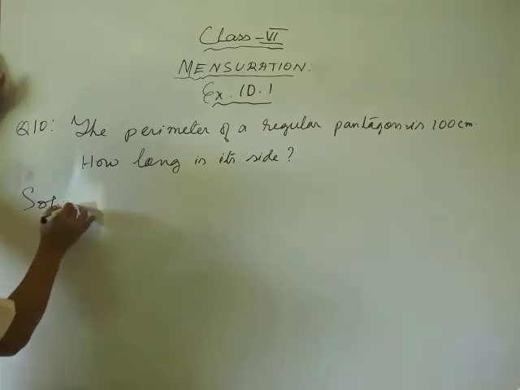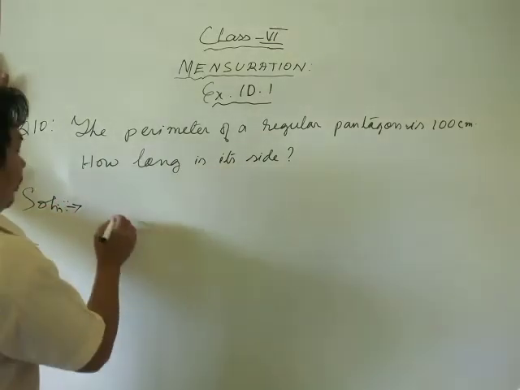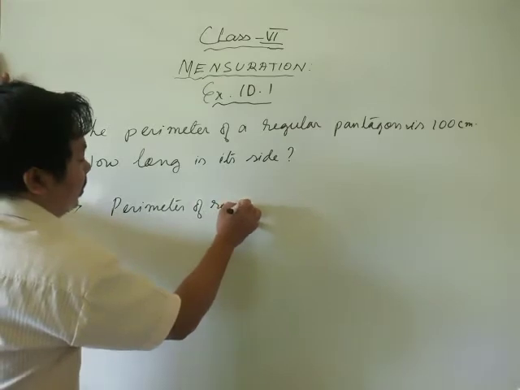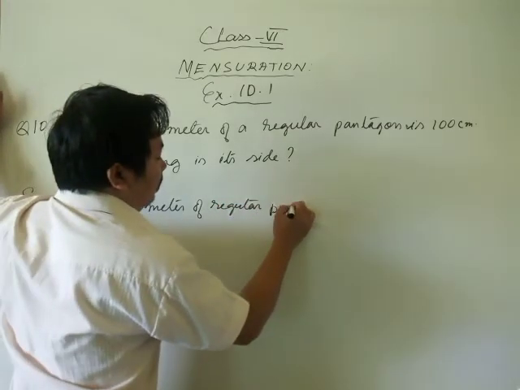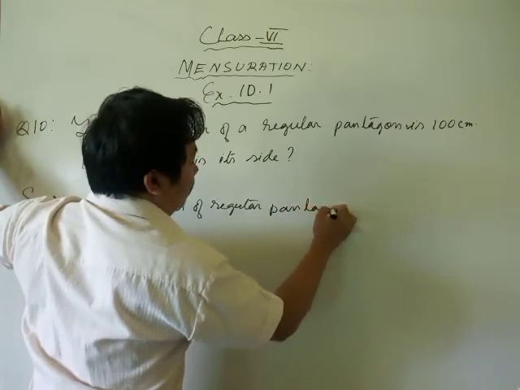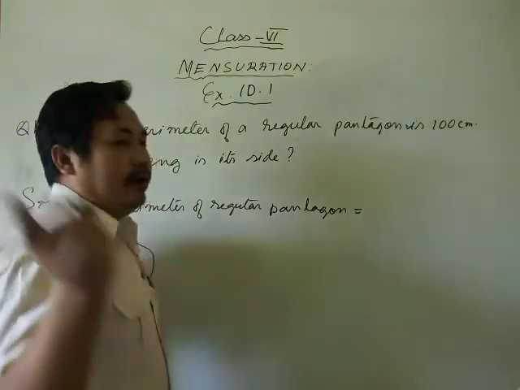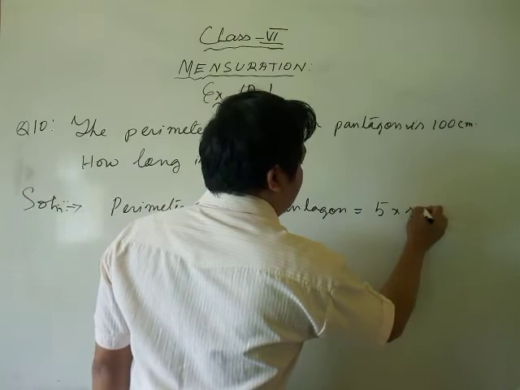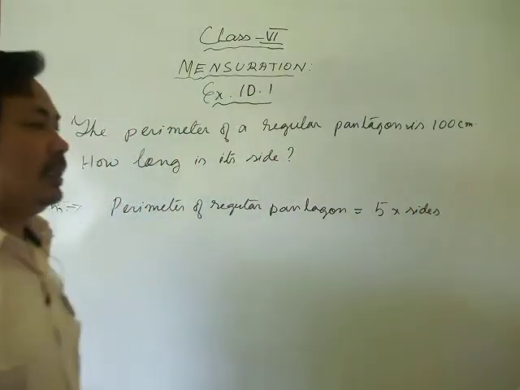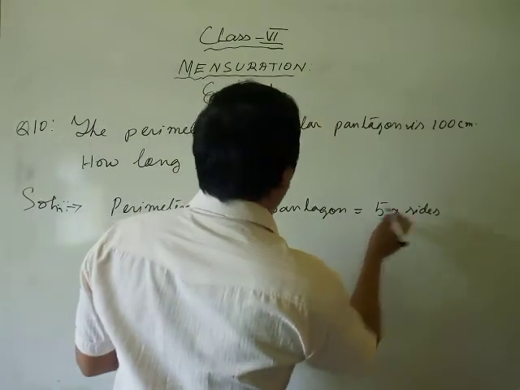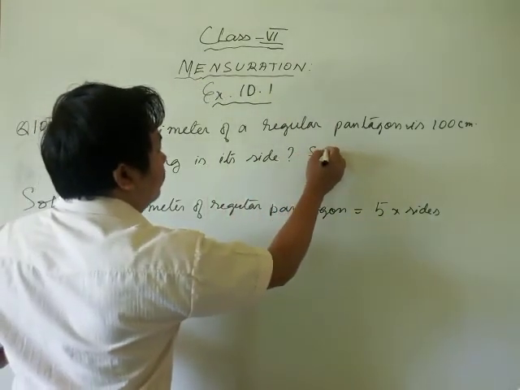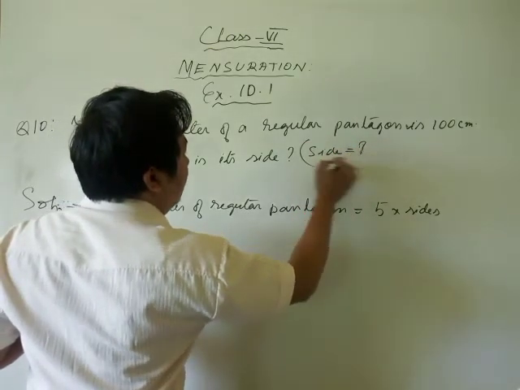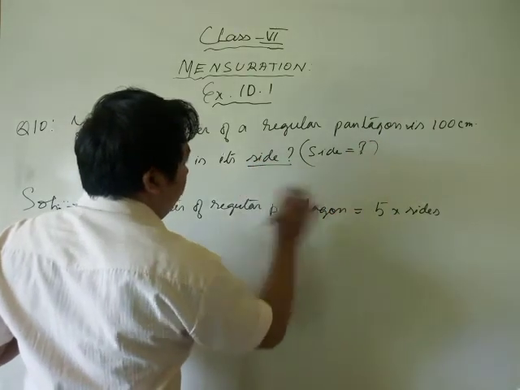The solution is saying that the perimeter of a regular pentagon will be, how many sides are there? 5 regular sides, 5 same sides. So 5 into side, isn't it? But we don't know what the side is. We are going to find out this side.